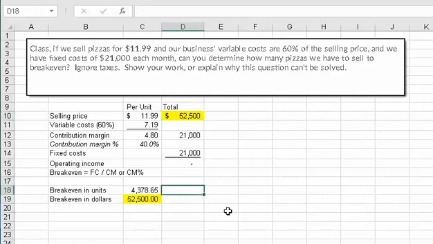So now if you get a partial unit, I would probably round. I would probably say we'll break even at 4378.65. I would just reduce the decimal point so that it rounds to 4379, and that's close enough.